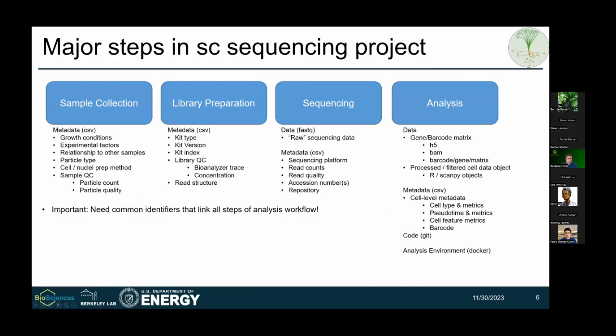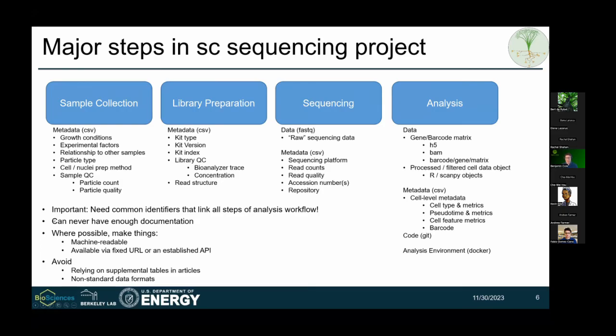So an important point is, across all of these metadata and data tables, it's important to have common identifiers that link all of the steps in your workflow. So in your cell level metadata table, I should be able to know what sample that cell came from, how it was processed, and that will allow me to go to other metadata tables to figure out how it was processed and sequenced, et cetera.